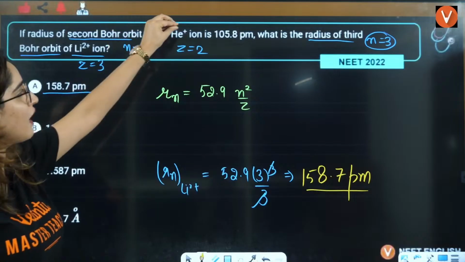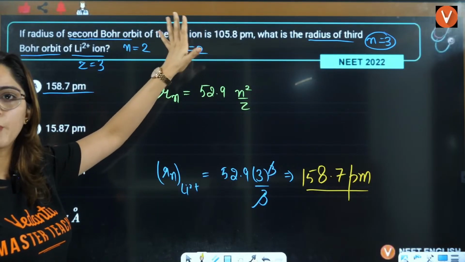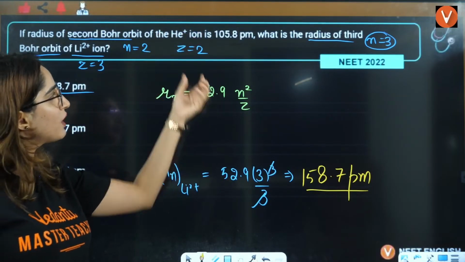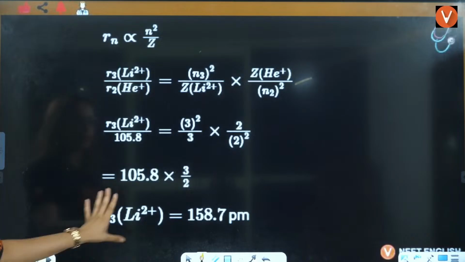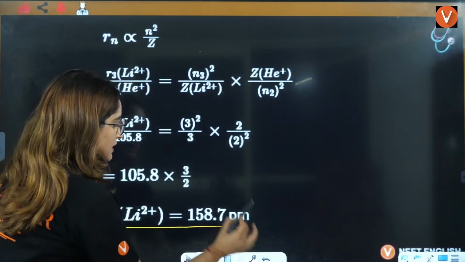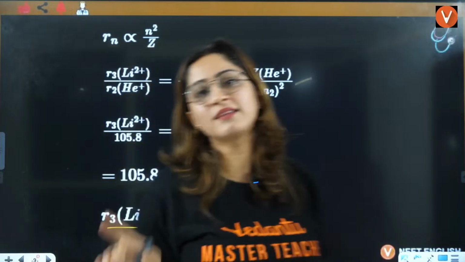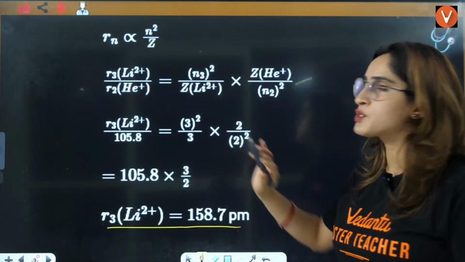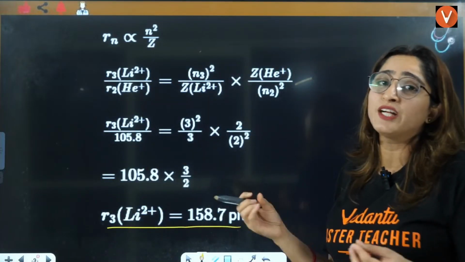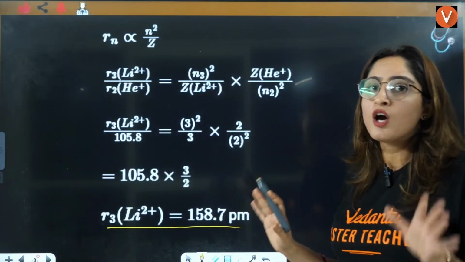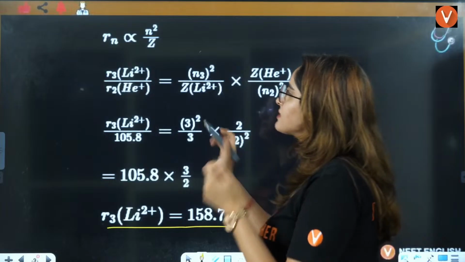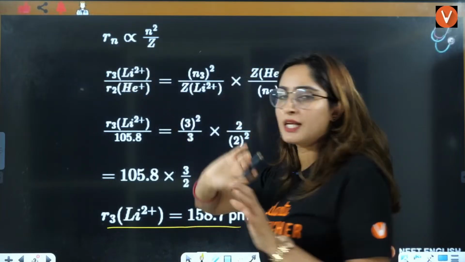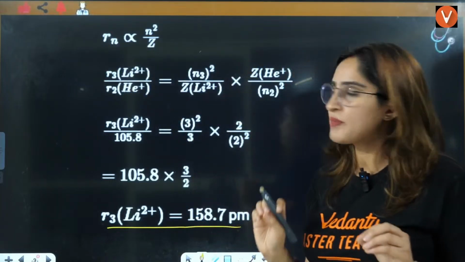Directly, this is unnecessary information that they have provided. If you know the formula, you don't need this information. Okay, right? So A is the correct answer. You can directly solve it here, right? Now, the other method that I mentioned, this way also you can use, but you don't need to complicate it. Complication is not needed here. So the other method is, if you directly say radius is directly proportional to n square by Z, right?